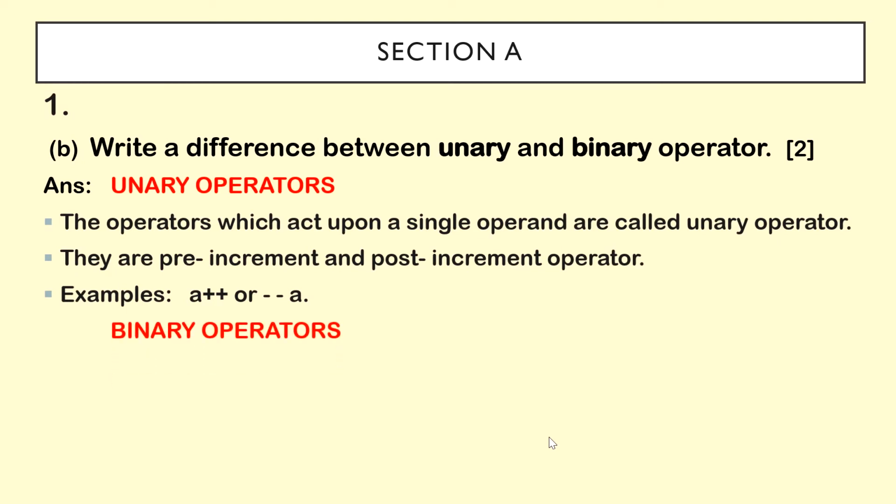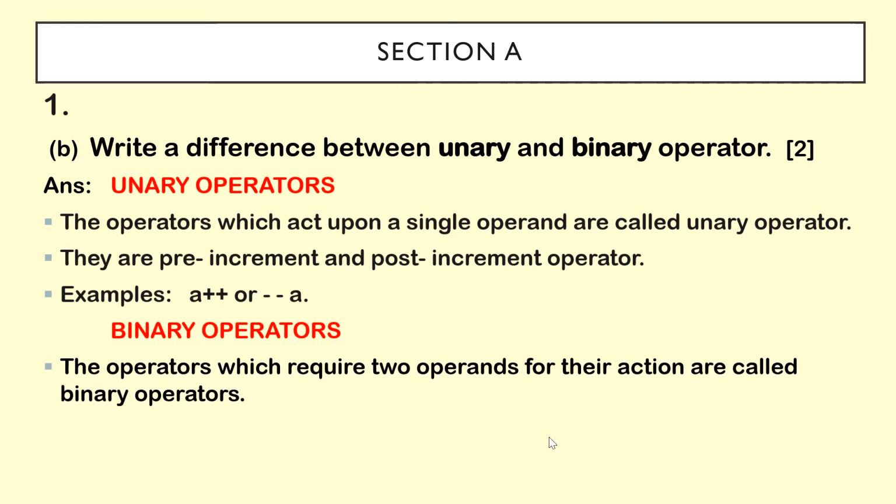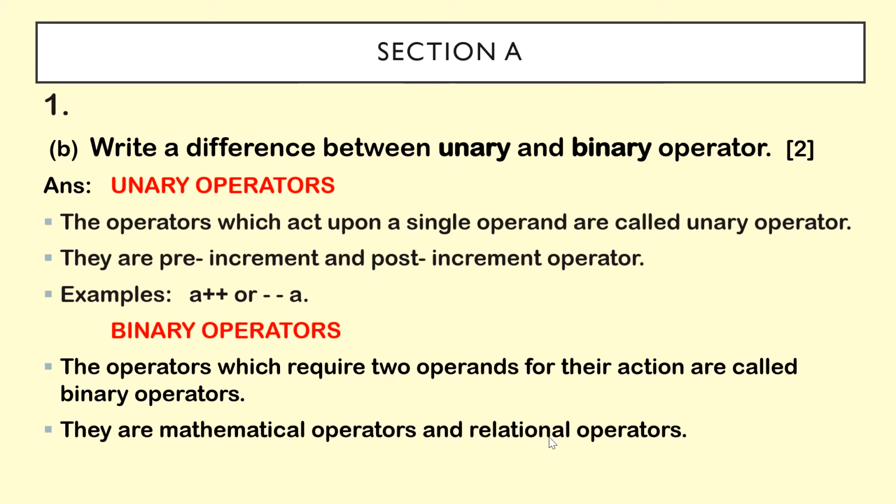Binary operator, on the other hand, is those which require 2 operands. They are mathematical operators or relational operators. Example, plus, minus, multiplication, less than or greater than. So this operator basically they require 2 operands.